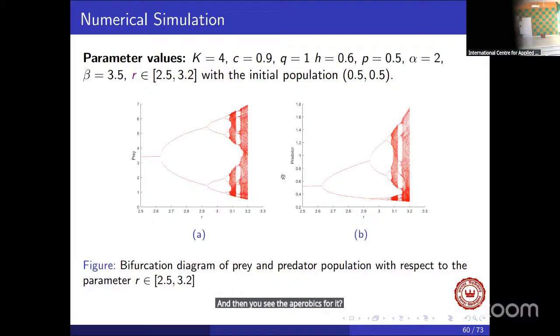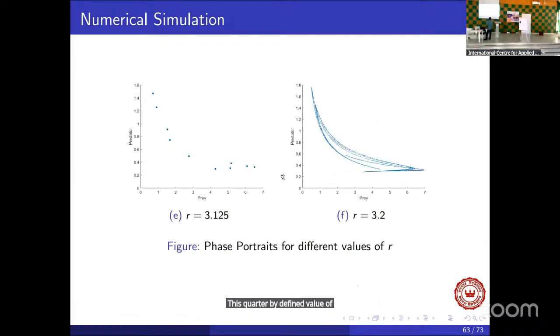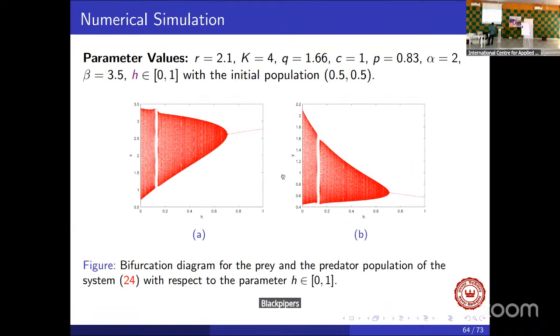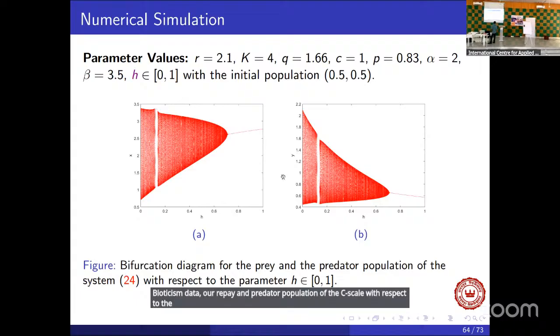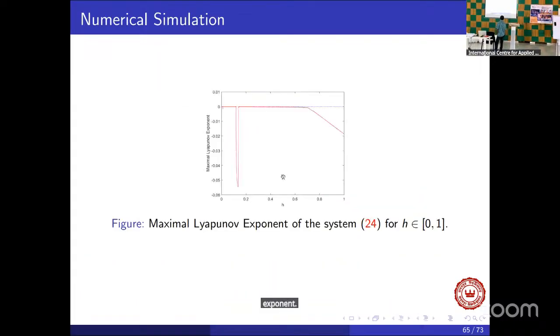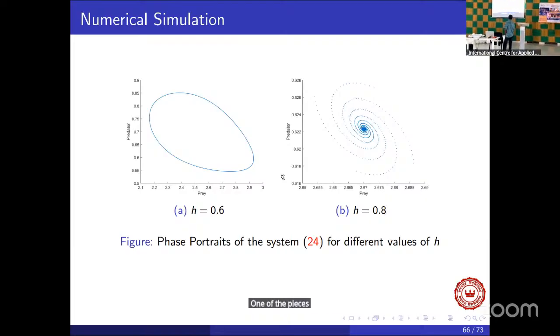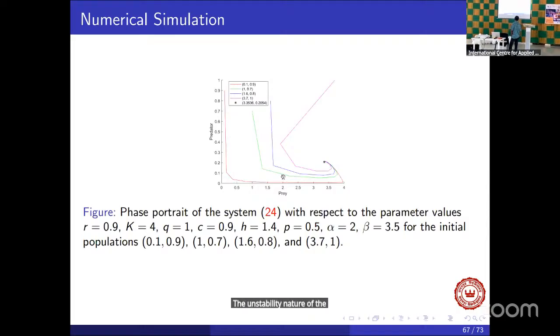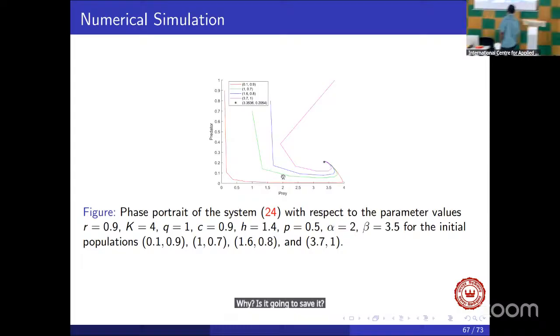This is the Lyapunov exponent. This is the following result for different values of R. The bifurcation diagram over the prey and predator population of the system with respect to the parameter, and the maximal Lyapunov exponent for H. For the value of H equal to 0.6 it is a limit cycle. When it increases, the system is stable. This is the stability nature of the system for different initial points, here written 0.1, 0.9, 1, 0.7, and others.